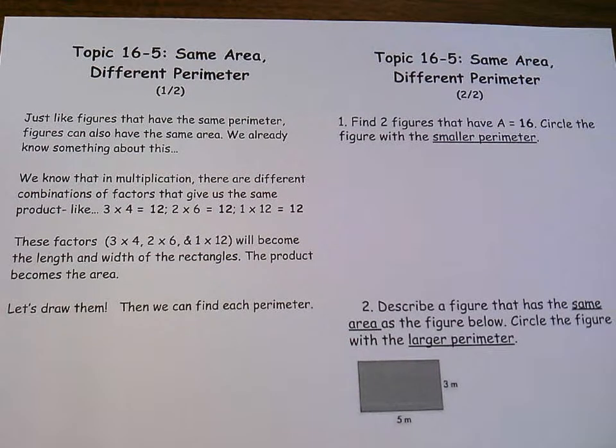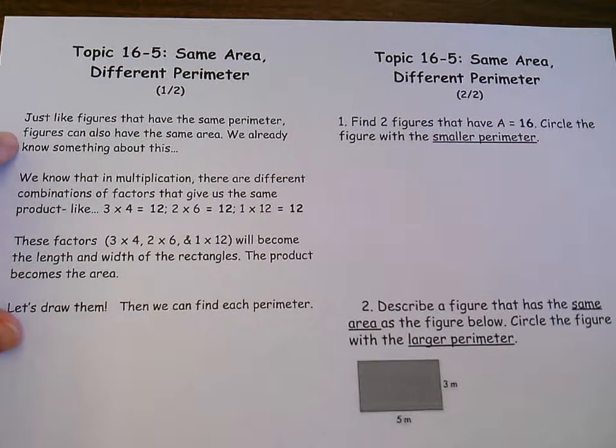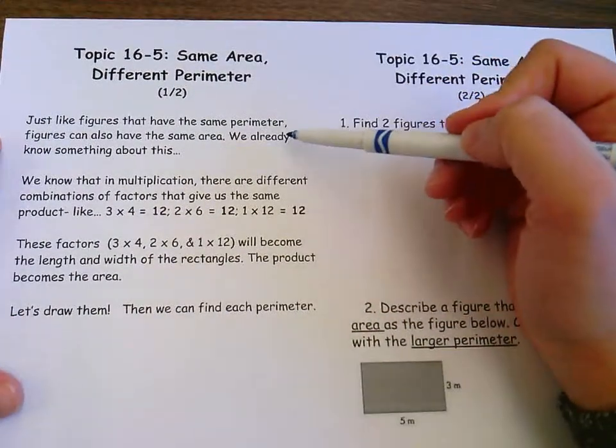All right, welcome back for our last lesson in topic 16. In this lesson, we are going to be looking at shapes that have the same area but a different perimeter. Last time we had the same perimeter, different area. Now we have the same area, different perimeter.